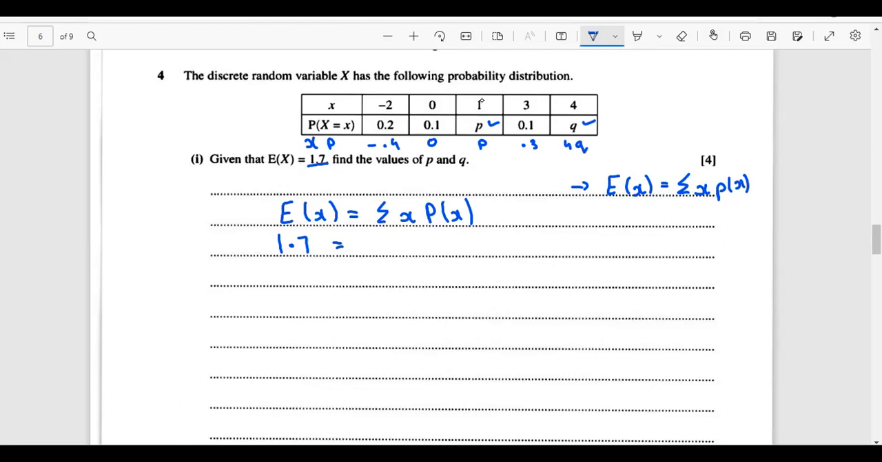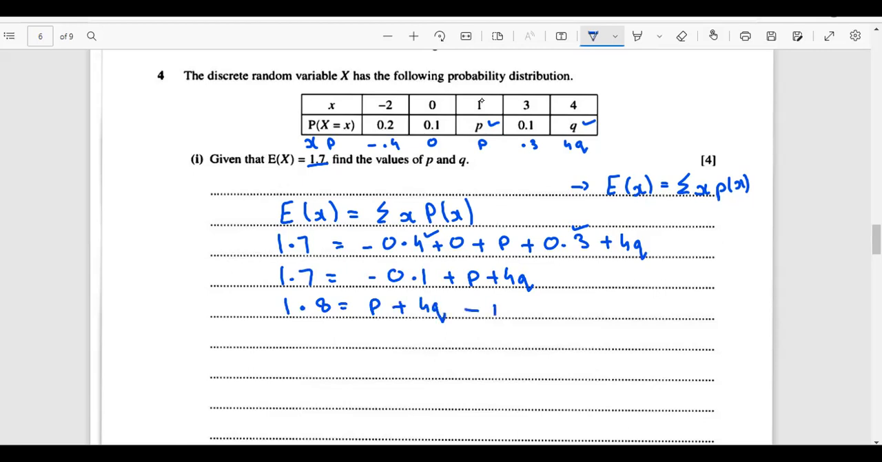So I need to sum them up because it says summation xp: minus 0.4 plus 0 plus p plus 0.3 plus 4q. Let's simplify this, and this would give you 1.7 equals minus 0.4 plus 0.3 minus 0.1 plus p plus 4q. Very good. Now I'll take the 0.1 to the other side. It would give me 1.8 equals p plus 4q. Very good. This is the first equation.